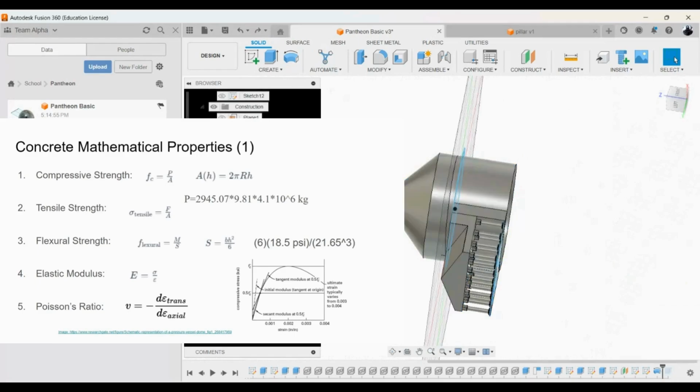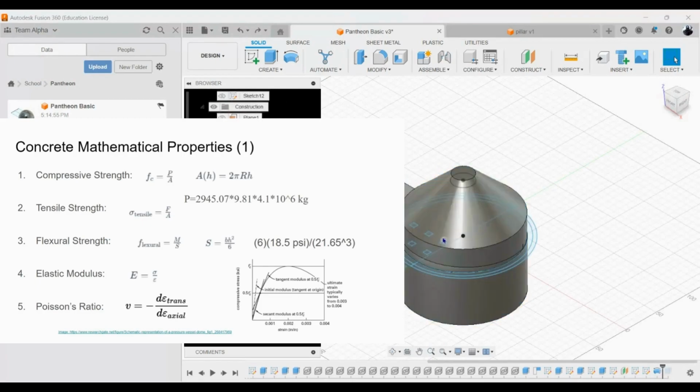First one's called compressive strength, and by definition pressure is force over area, which means, in this case, the compressive strength of concrete is the maximum load applied to the specimen during the test, over the cross-sectional area of the concrete specimen.